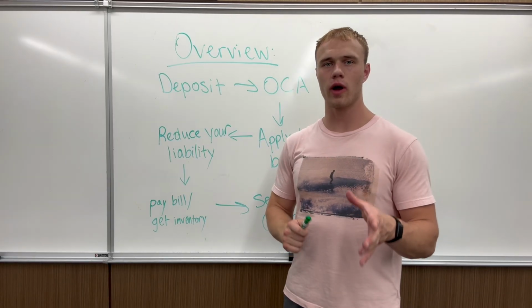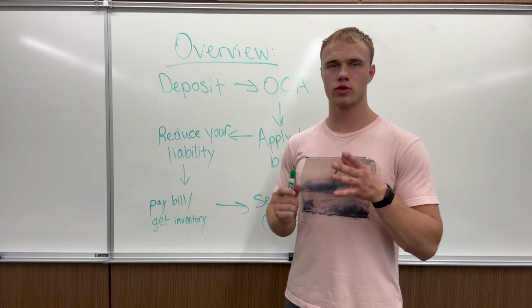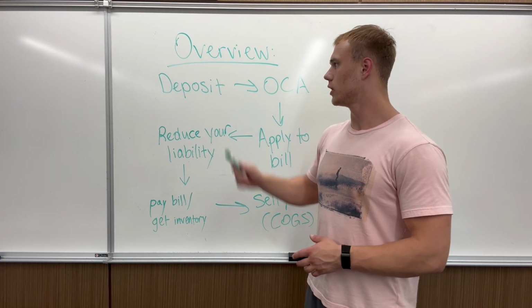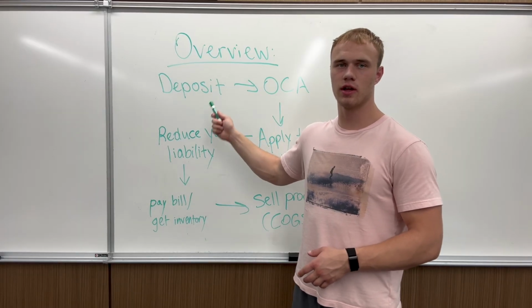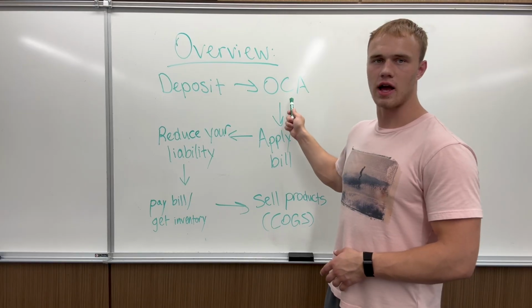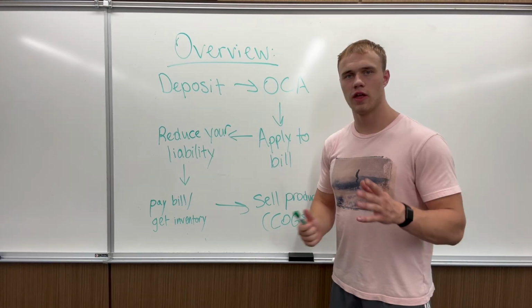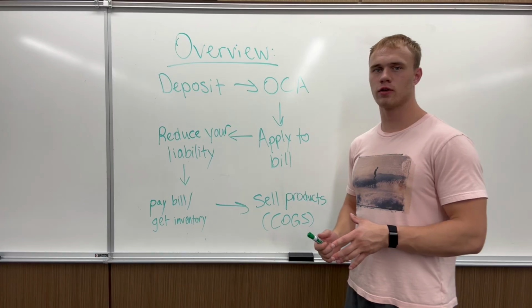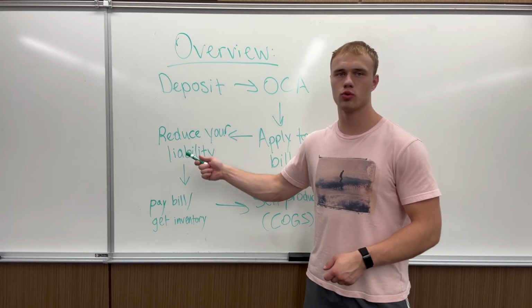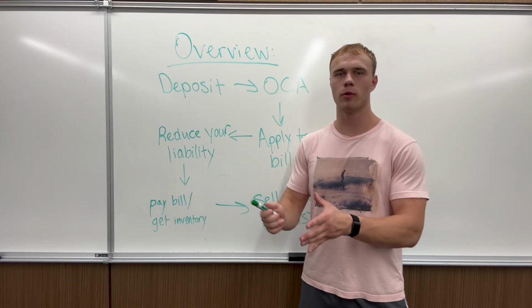So real quick, before we hop into QuickBooks Online and I walk you through step by step how to do this, I want to give you an overview of the whole process. So number one, obviously, you're going to make that deposit. Once it comes through the bank feeds in QuickBooks Online, you're going to mark it as an other current asset so it shows up on your balance sheet. Then once you actually receive your bill from your vendor, you're going to apply that vendor deposit to that bill specifically, which is going to reduce your liability, aka how much you owe to that vendor.